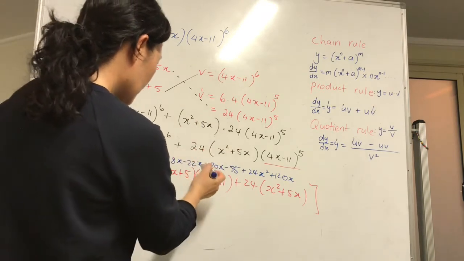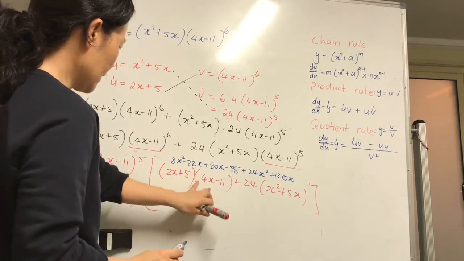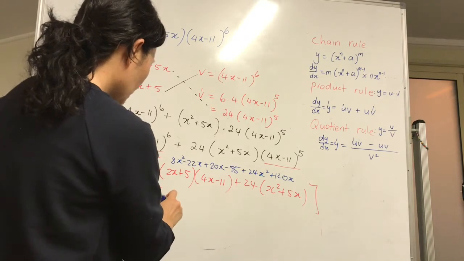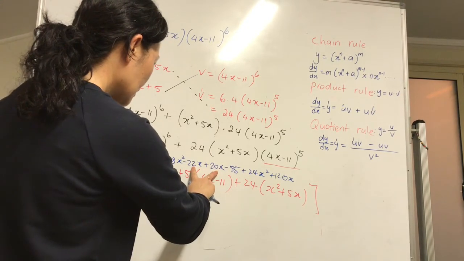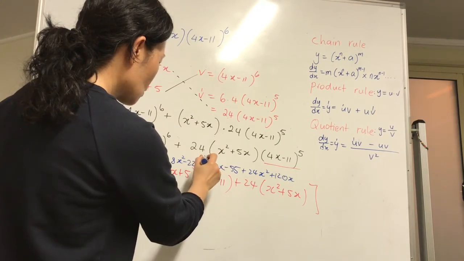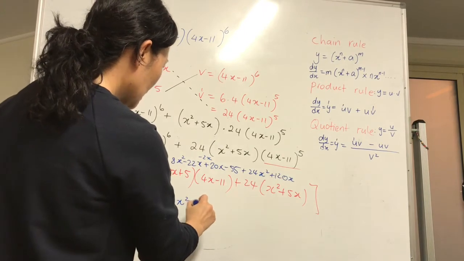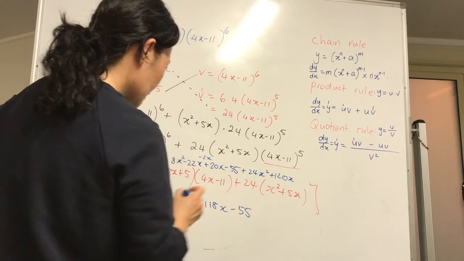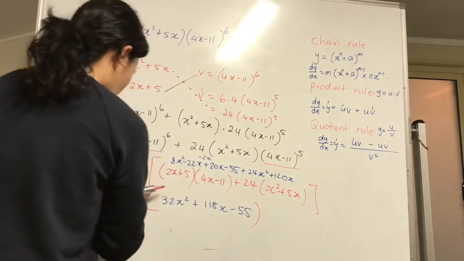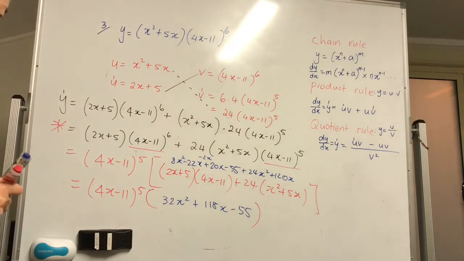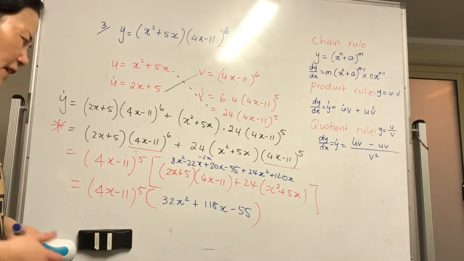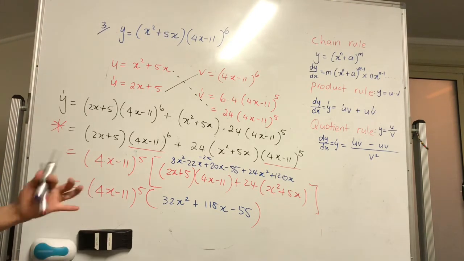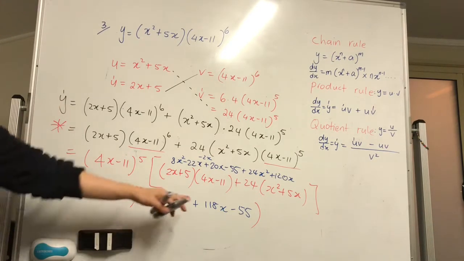So, okay, I've got lots of terms because I forgot about that, but it's okay. So let's put it in. 8 plus 24, 32x squared, and this will be minus 22x plus 120, so plus 98x, is that right? Yeah. And then minus 55. We okay with that? I'm not going to do anything about it, just going to leave it. You can factorize it, but I don't think it's going to factorize nicely, and I'm not going to spend the time on that. So that's it. We're done.